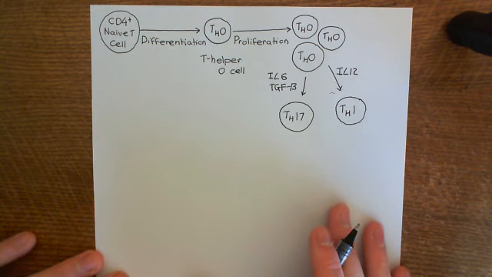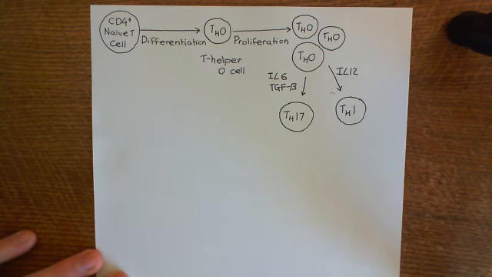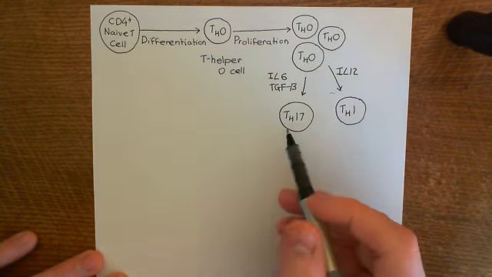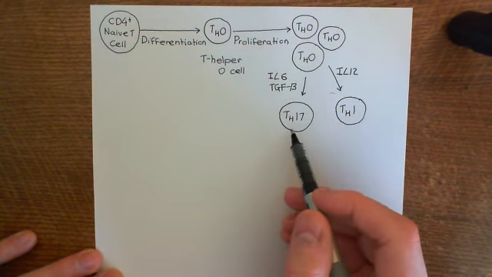Okay, so what's going to happen is that you've produced this population of T helper 0 cells which have T cell receptors which are complementary to an antigen fragment of this autoantigen which was present within the synovium. Okay, and these are now going to differentiate into these T helper 17 cells. Now, what are these T helper 17 cells going to do?